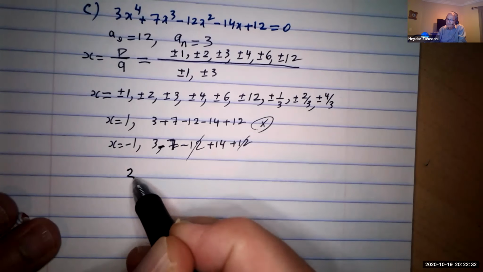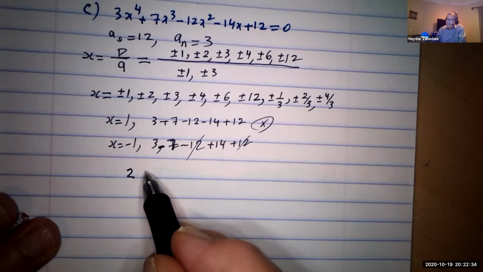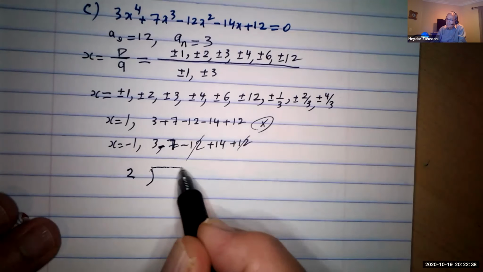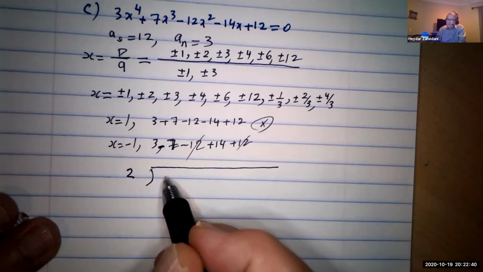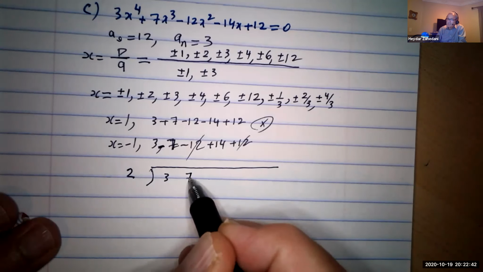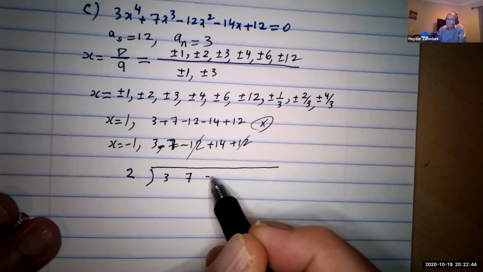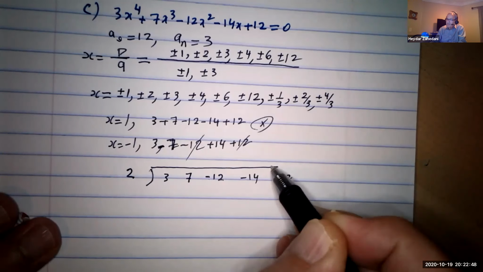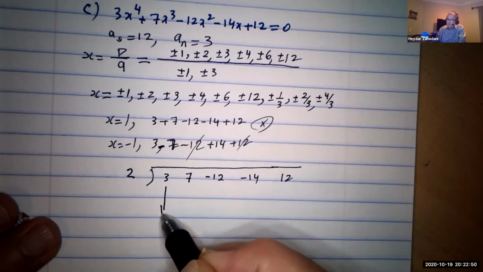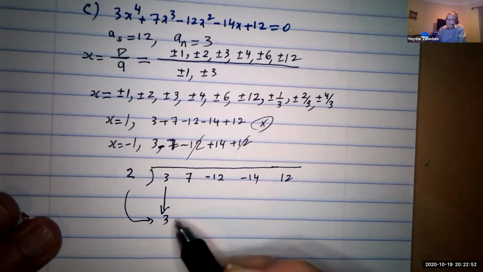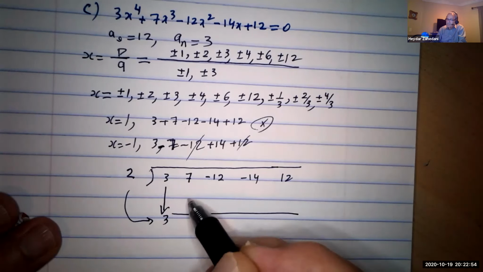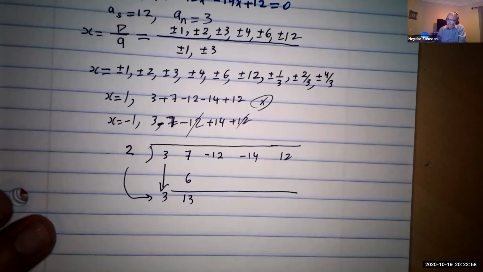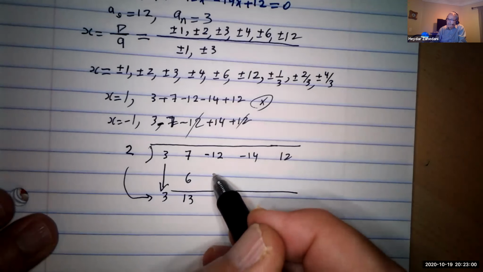I have the solution, but check 2 to see if this is going to be the case. There was something special about this number that I put it over here. It's going to be 3, 7, minus 12, negative 14, and the positive 12. If you're putting the 3 down, so this is going to be 6, which makes it 13. That gives you 26.